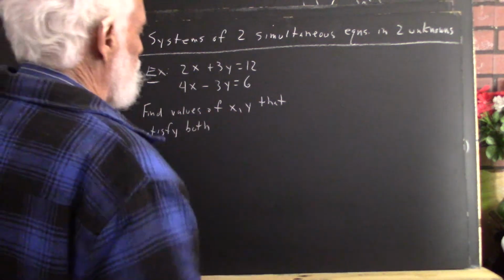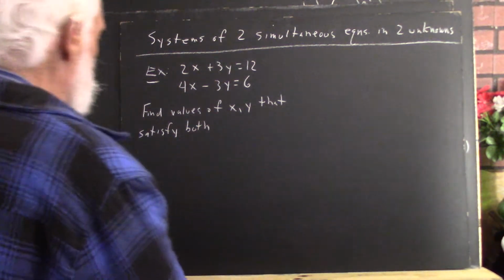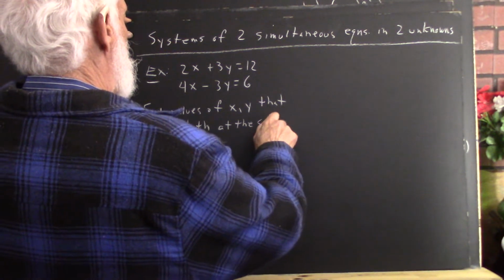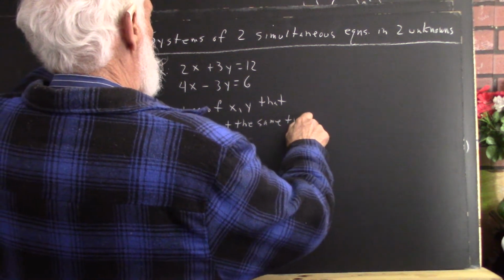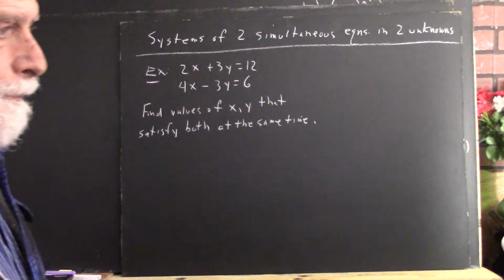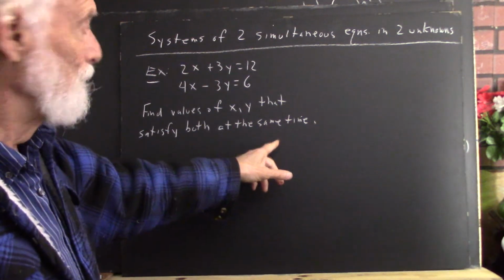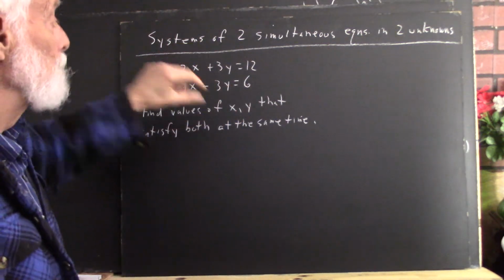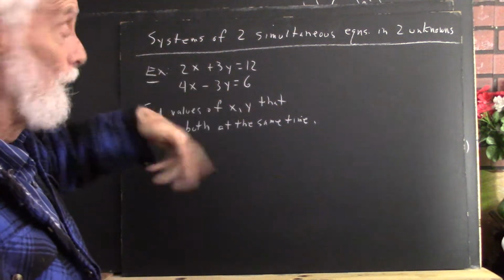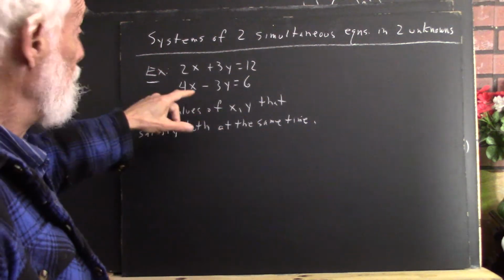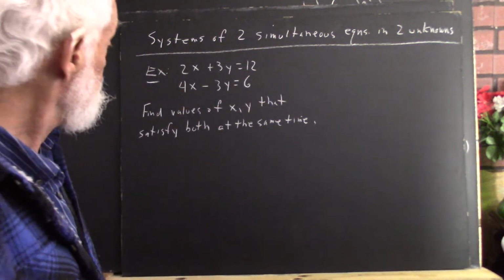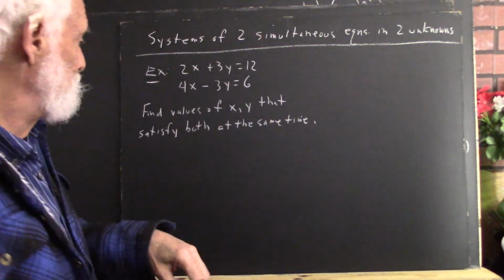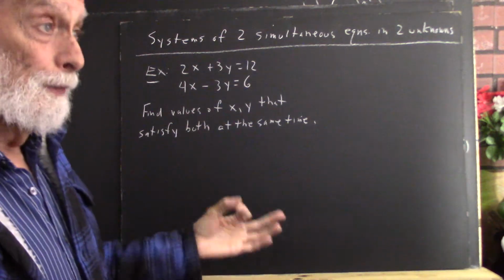We want to find the values of x and y that satisfy both at the same time. In other words, simultaneously, which is why we call them simultaneous equations. You want x and y that solve both of them. Same x, same y goes into this, it gives you a solution, goes into this, it gives you a solution. There are many ways to solve them. The three basic ways are... graph them and see where the graphs cross.